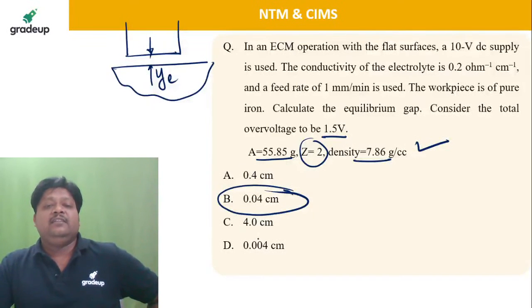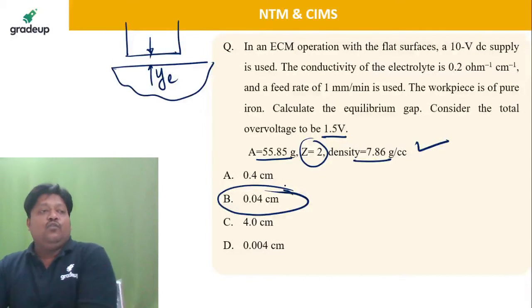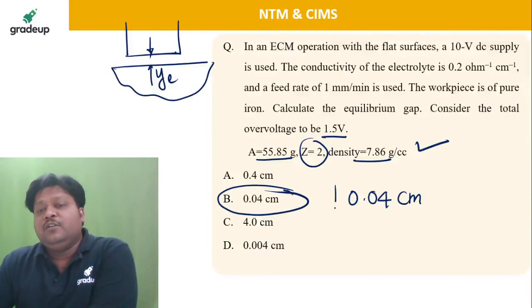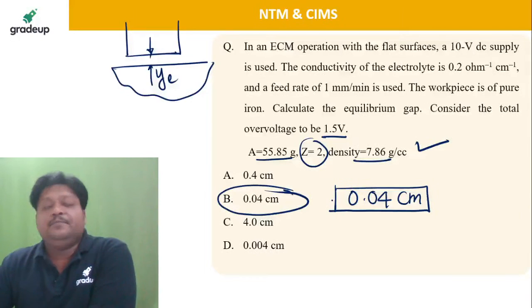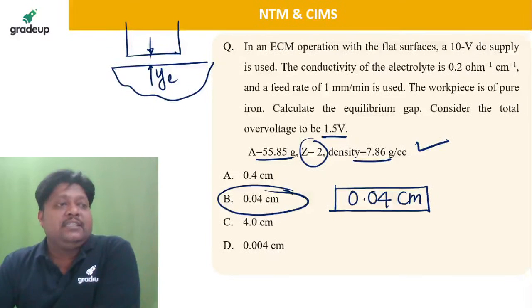So we will take the nearest answer, what is it? Option B is the correct one, 0.04. 0.037, or you can take it as 0.04 centimeter. Option B is the correct answer.